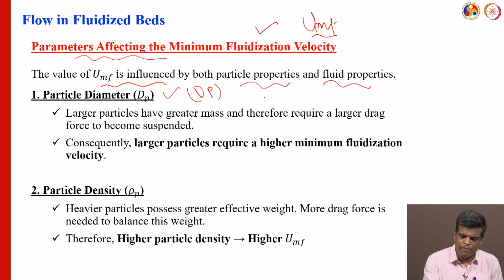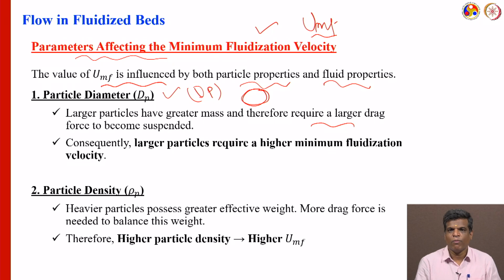If the particles are very large, they have a greater mass, and therefore they require a larger drag force to become suspended. When the particles are larger, we need more drag force to become suspended. Consequently, a large particle requires a higher minimum fluidization velocity, not lower. We need higher minimum fluidization velocity because the particles are large.